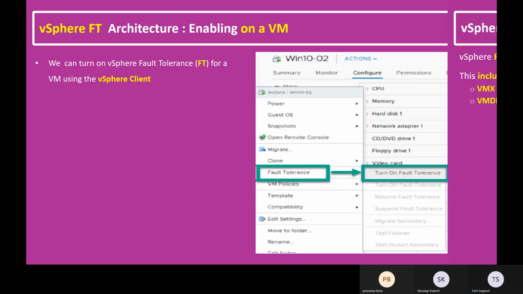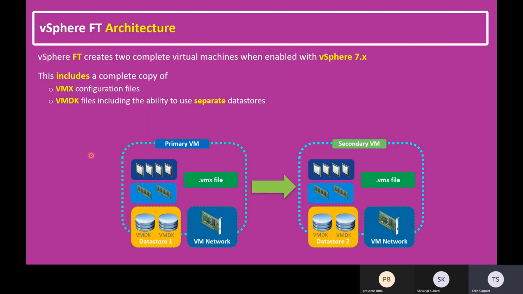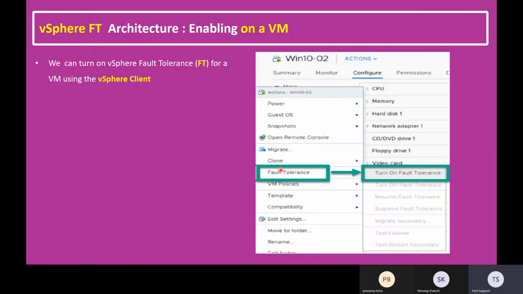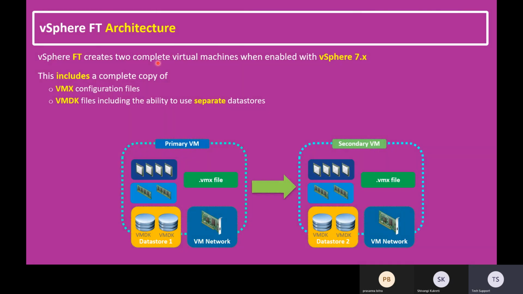So now we'll talk about a fault tolerance architecture. Within a fault tolerance architecture, we just observe how to turn on the fault tolerance. When we turn on fault tolerance on a mission critical or any critical application VM, VMware fault tolerance creates two complete virtual machines. First it creates the primary VM, and when we enable fault tolerance, it will create a secondary copy also.